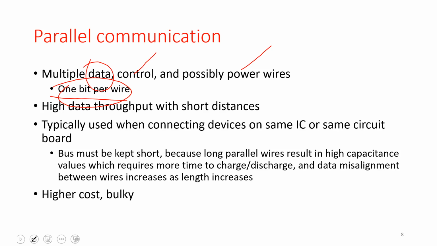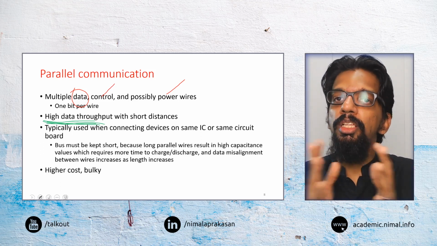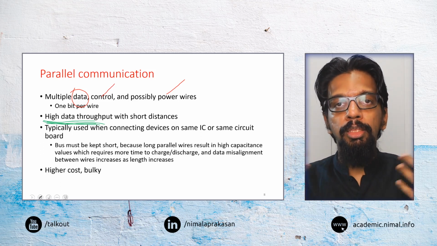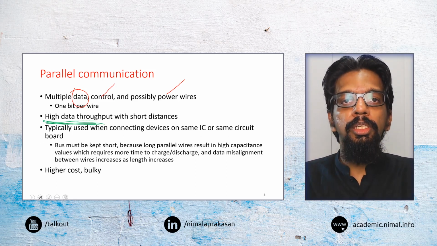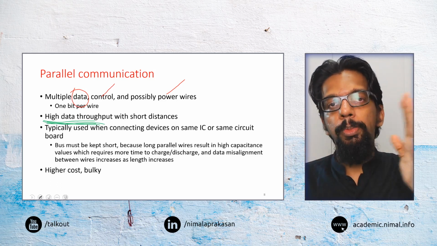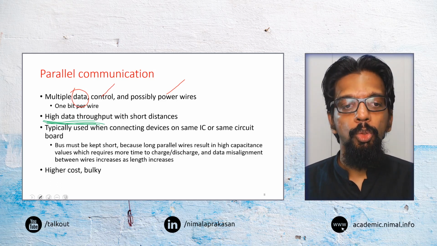The main advantage that we would have here is high data throughput. We would be able to send a high number of bits within a short period of time, but it is only applicable across short distances because of the bulkiness and needing a large number of wires. We may only use this in short distances, but in short distances it is able to send a large number of bits within a short period of time, hence having high data throughput.